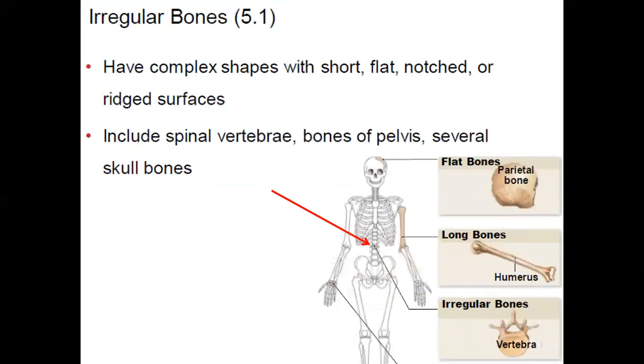Irregularly shaped bones are just that. They have a short, flat, either notched or ridged surface, like the vertebrae. So the vertebrae are an example of irregularly shaped bones. Bones of the pelvis, so this big hip bone here, is an irregular bone. And lots of the skull bones. There's two skull bones around your eyes that are very irregularly shaped, and we will talk about those bones. So you should know how to classify a bone based on its shape and give specific examples of those bones.